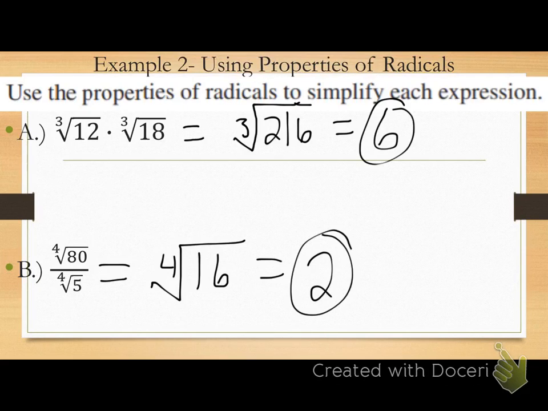Questions on B? Not too bad? Product property of radicals, quotient property of radicals, pretty easy? Good. Can I move on?